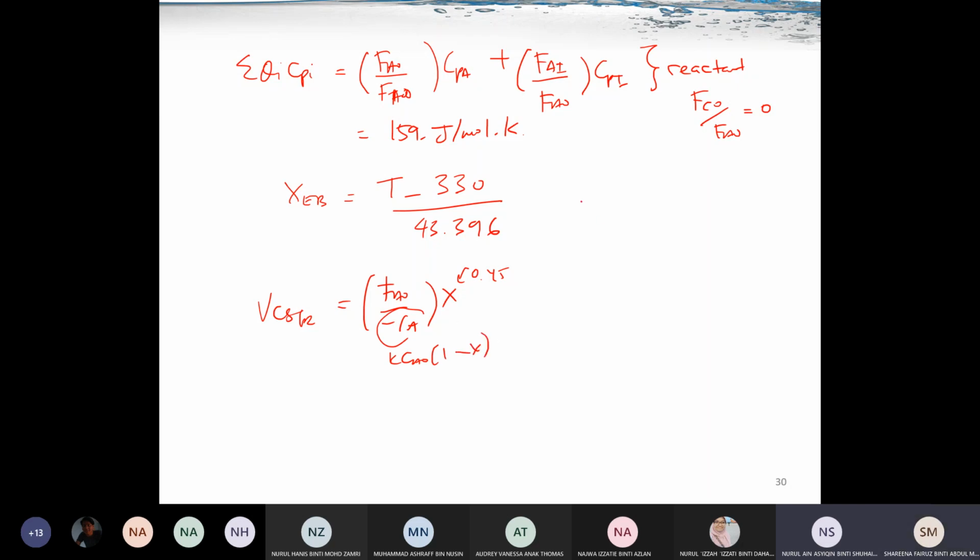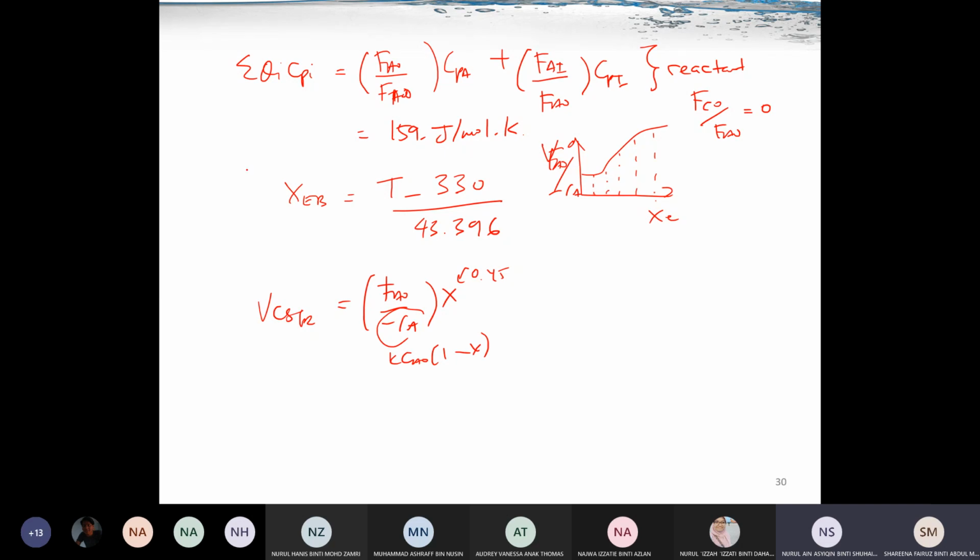And then for the PFR you have to do extra work, because remember the PFR is the area under the curve. So this is V, and then this is FA0 over negative RA, and then we have X here. Each of these you have to divide into a few sections, depending on your X. This one you construct with respect to XE. So FA0 over negative RA versus XE. You have to use a numerical method.